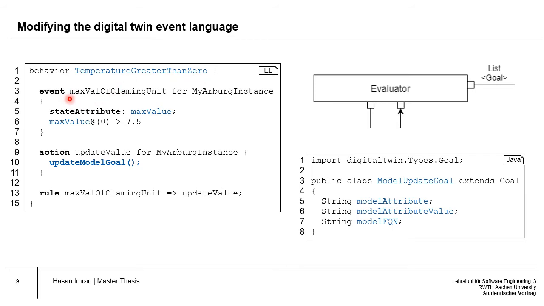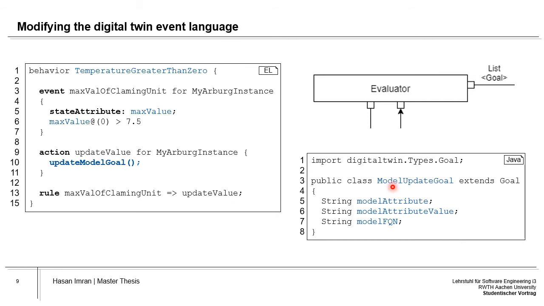So it has an event, an action and a rule. The event tells you which attribute you need to get from the data processor, and then it checks if the event will trigger or not. So it would check the value at its current state, and see if it is greater than 7.5. If it is true, then the corresponding action will take place, and you would then create an update model goal for it. This basically means that the rule maps this event to this action. So whenever this event occurs, this action would be triggered.